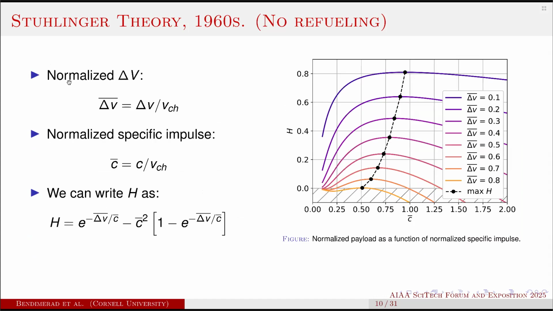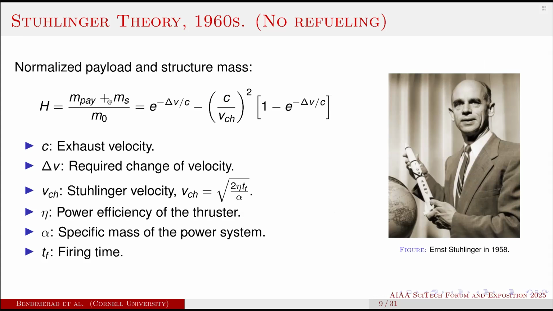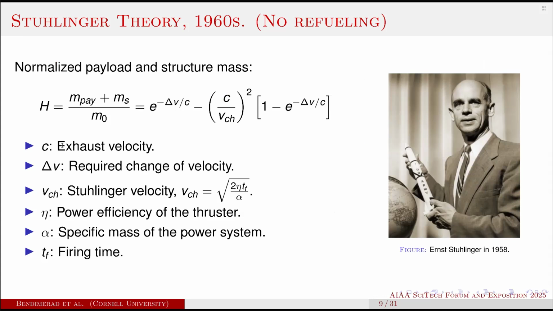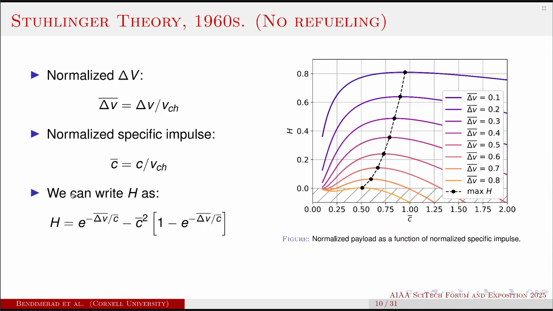And we can also define these normalized quantities, delta V bar, which is the required change of velocity, delta V, normalized by the Stallinger velocity. And we can define the normalized specific impulse, which is the exhaust velocity c normalized by the Stallinger velocity, and then we can rewrite the quantity h as a function of these normalized quantities. And the description of delta v and the specific impulse was given in a previous video.